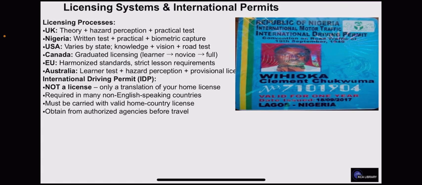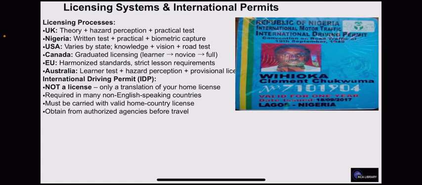Just like we can see in the picture beside, in this slide, let's look at the licensing processes. In the UK, for instance, we have the theory plus hazard perception, then the practical test. Theory first, then the hazard perception, then the practical test. In Nigeria, we have the written test first, then the practical, then the biometric capture. In the USA, it varies by state.